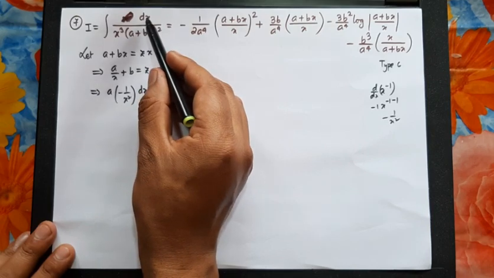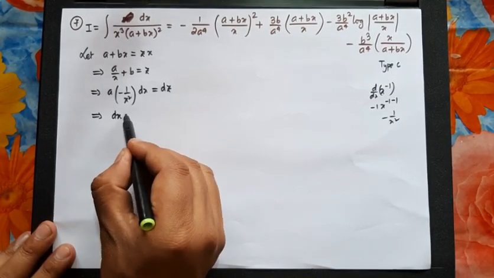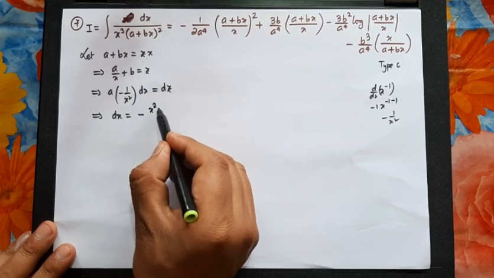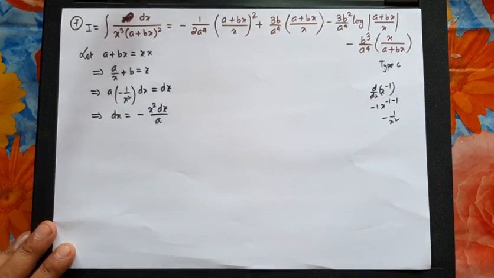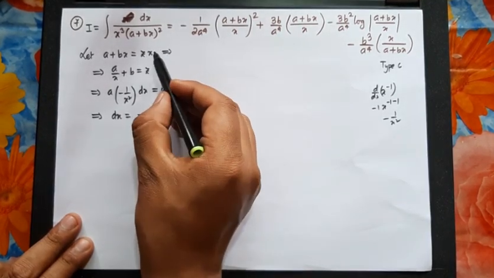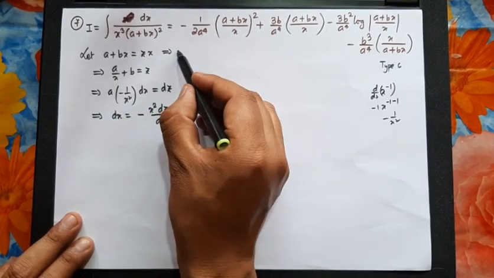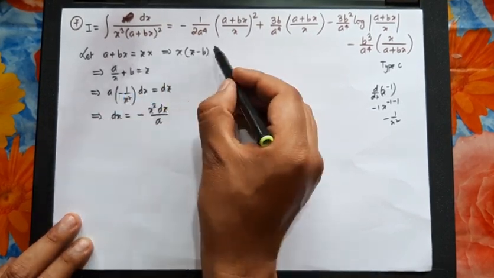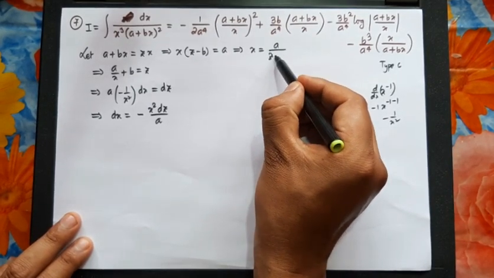Okay, but we need dx, so let me calculate what dx is from here. So we have dx equals to minus, this minus also goes here, so x square dz by a. Is that clear? Now let us see what the value of x is from here as well. So let me take this bx here and take x common. If I take x common, then I have z minus b equals to a. So from here, x will be equals to a by z minus b.